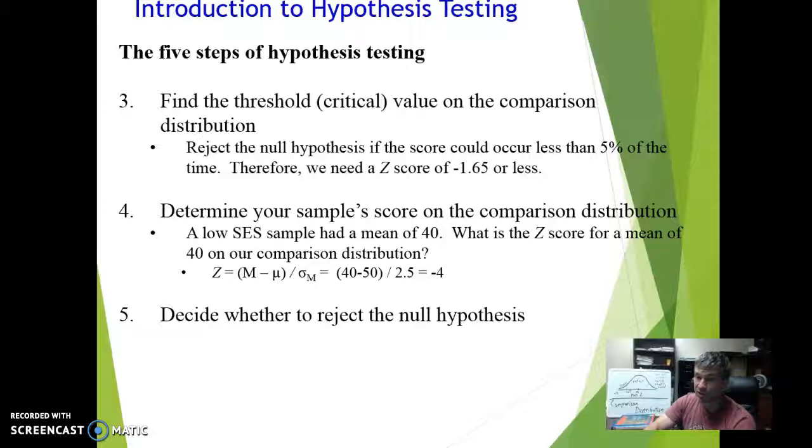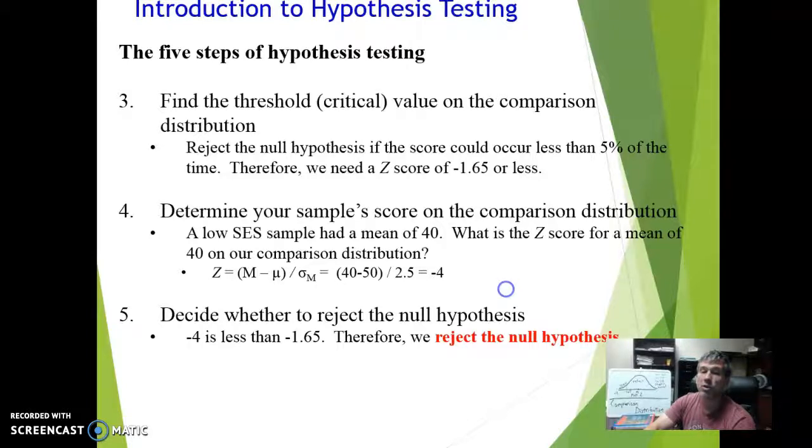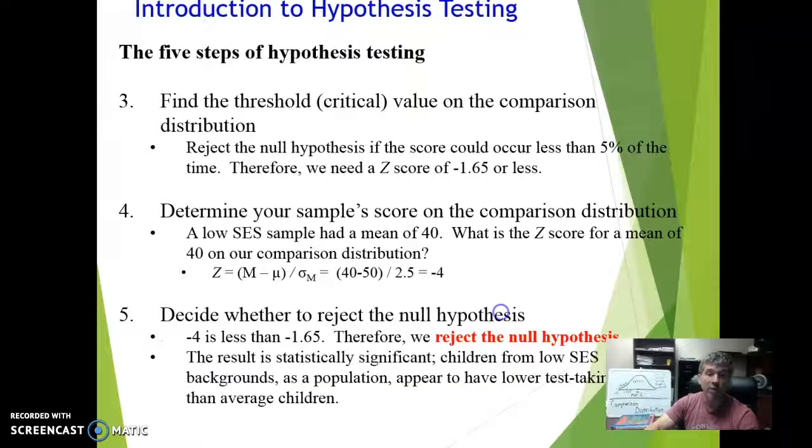So what's our decision? We're going to reject the null hypothesis. We found compelling enough evidence to throw that null hypothesis out. We now believe the alternative hypothesis, which in this case is kids from low SES backgrounds as a population, not just those 16, appear to have lower test-taking abilities than average children. We have what we'd call a statistically significant difference.